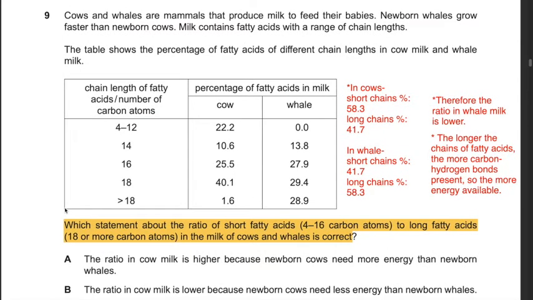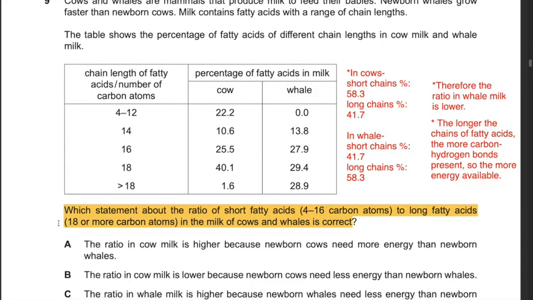Question 9. Cows and whales are mammals that produce milk to feed their babies. Newborn whales grow faster than newborn cows. Milk contains fatty acids with a range of chain lengths. The table shows a percentage of fatty acids of different chain lengths in cow milk and whale milk. Which statement about the ratio of short fatty acids, that is 4 to 16 carbon atoms, to long fatty acids, that is 18 or more carbon atoms, in the milk of cows and whales is correct?